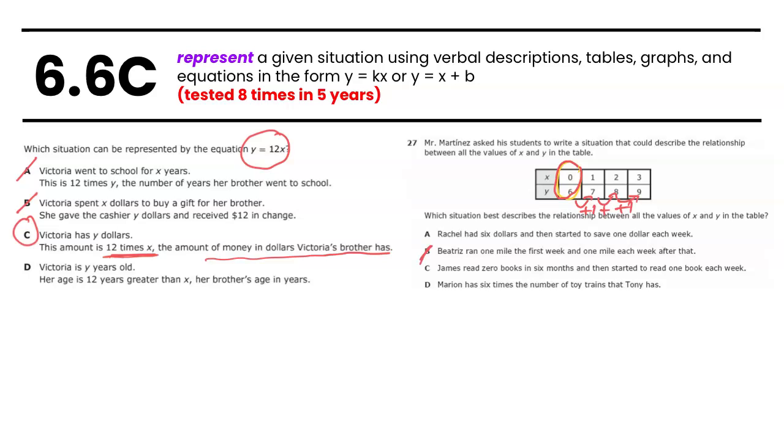Letter C says that James read 0 books in 6 months and then started to read 1 book each week after that, or each month after that.